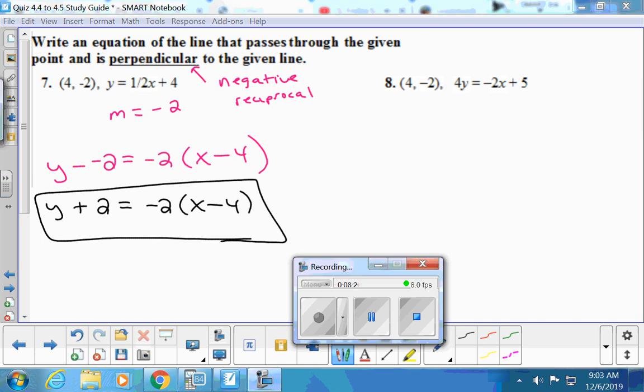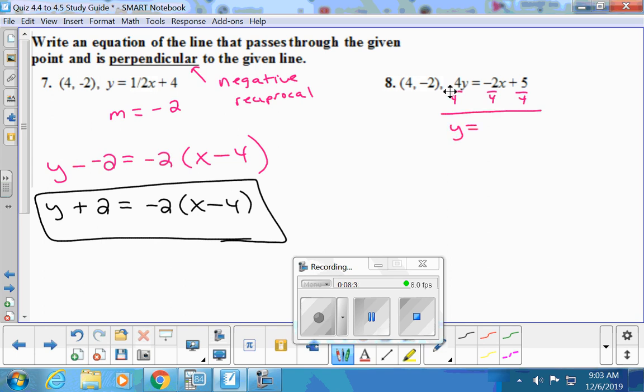All right, number 8. We also want to be perpendicular, but I don't know what their slope is on number 8. How do we get it? Good job. Divide everybody by 4. So it looks like their slope is -1/2, because that's what -2/4 reduces to. So their slope is -1/2.